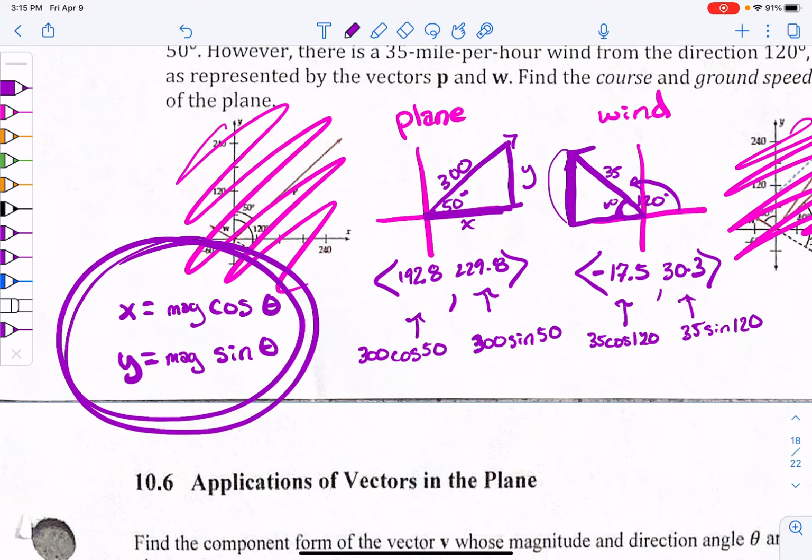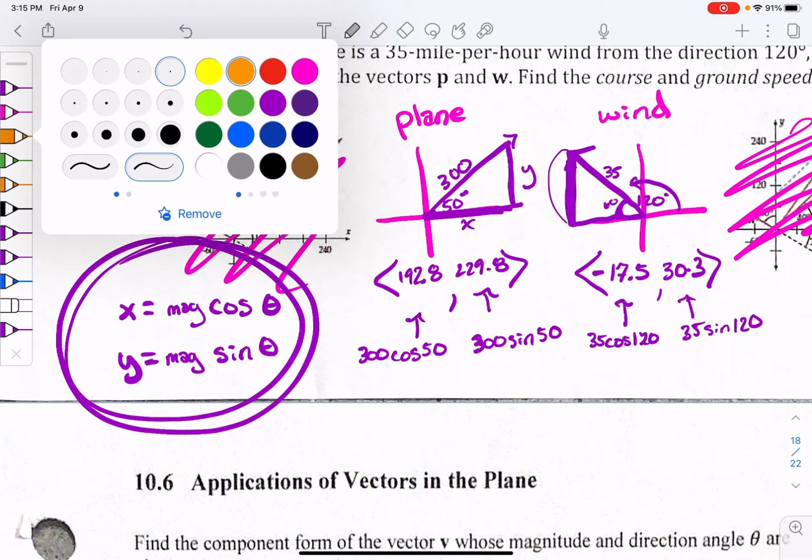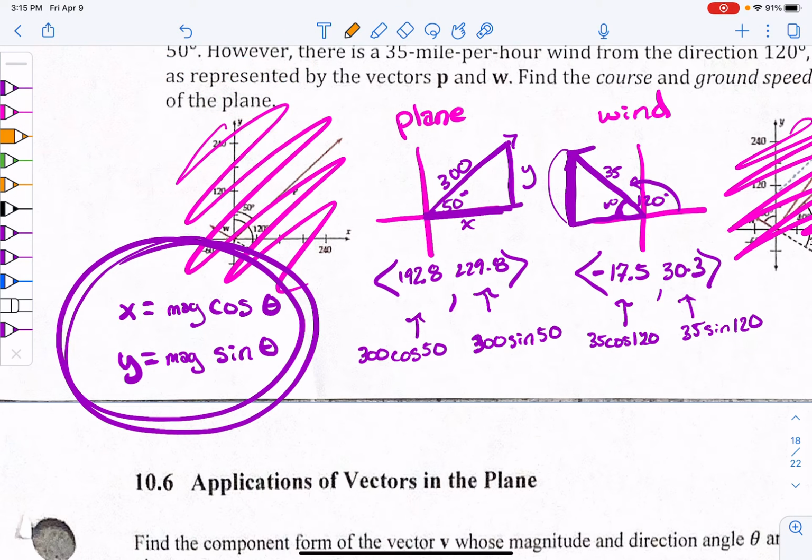Now, that was step number 1, write them both in component form. Step number 2, we have to add those two vectors together. I'm running out of room here.